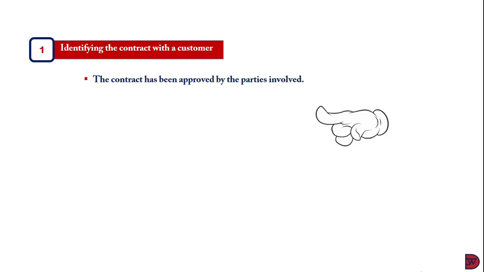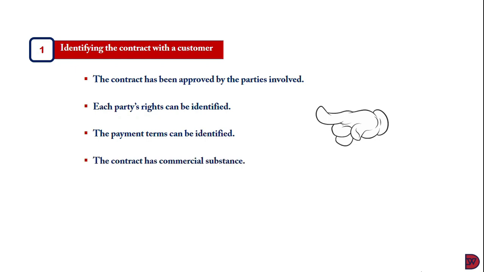Now, the contract must have been approved by the parties involved. So normally there should be an offer and an acceptance to the offer made. The rights of each party in relation to the transfer of goods or services should be identified. The payment terms for the goods or services to be transferred can also be identified. The contract must have commercial substance, meaning it should be viable on the market. And lastly, it is probable that the consideration to which the entity is entitled in exchange for the goods or services will be collected. In other words, revenue will be collected in most probable terms.